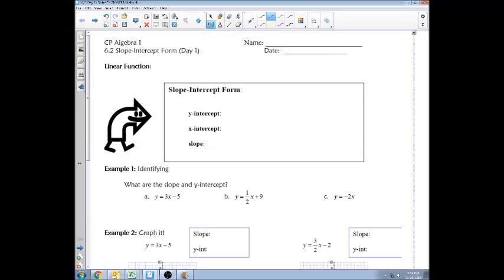This lesson is for my Algebra 1 class. It is 6.2, Slope-Intercept Form, Day 1. The first thing we're going to talk about is a linear function. A linear function is a function that graphs a line. Imagine that. Linear line.